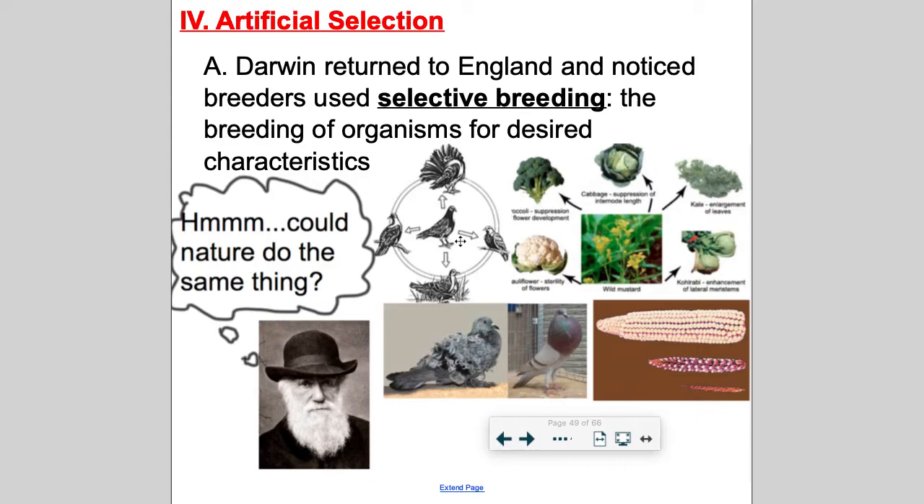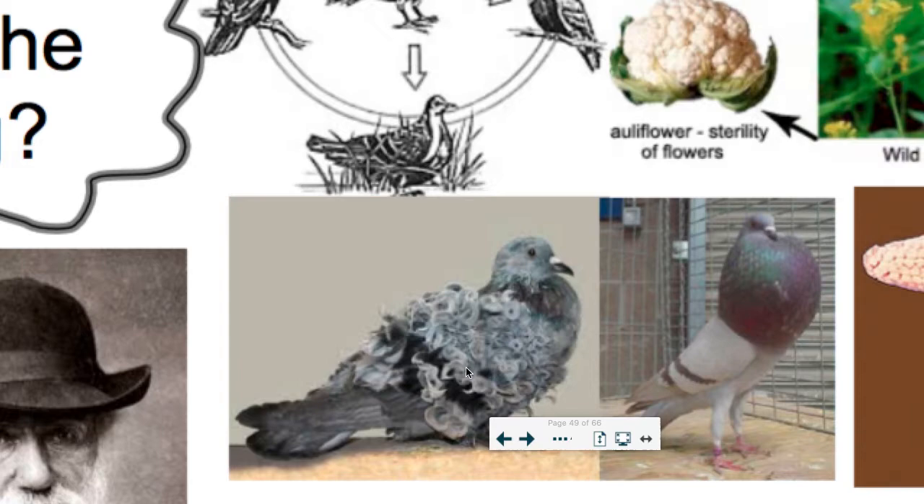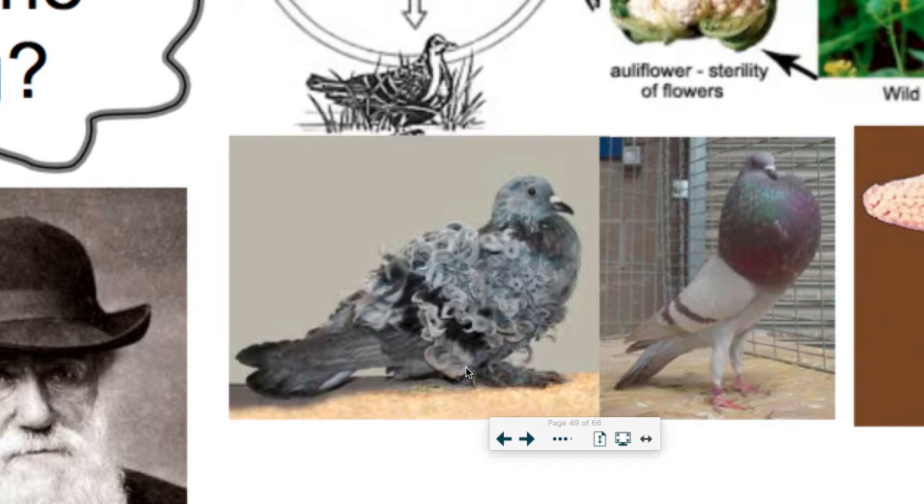Or if I zoom in on these pigeons here, the feathers are curly. I don't know why you'd have a curly feathered pigeon, but whatever. Or this guy right here, a big chested pigeon. I don't know what it's called, but whatever. So you can breed pigeons, and they all come from the same species, right here.